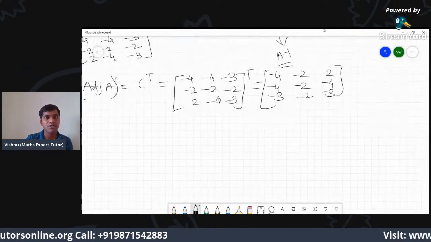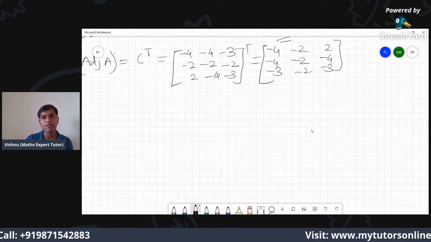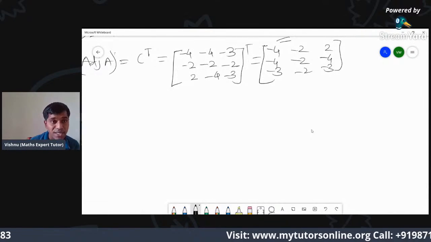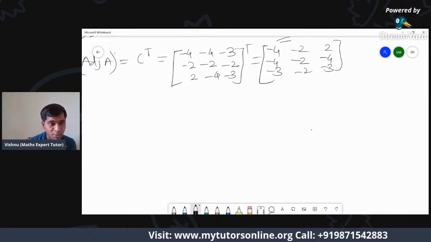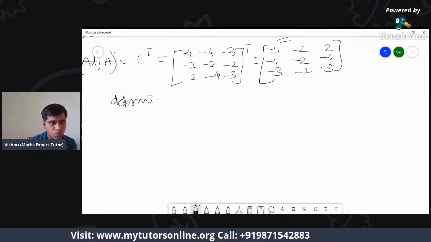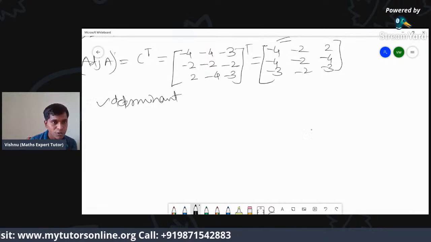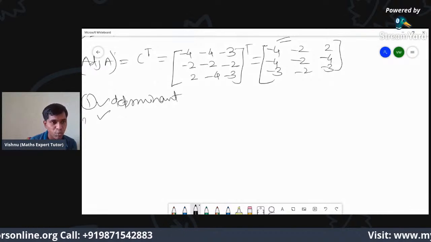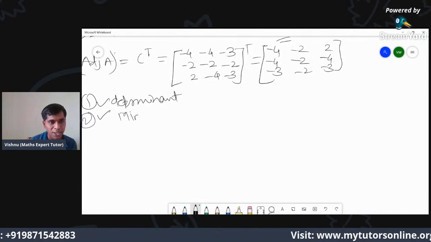This is nothing but the adjoint. I will repeat the stages. You need to calculate the determinant first. Step 1, and step 2, you calculate the minors.